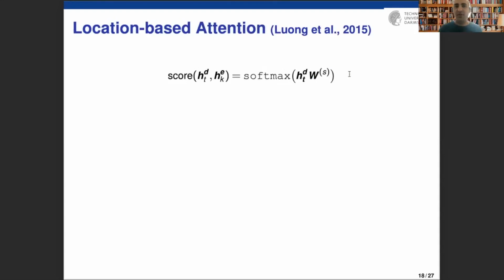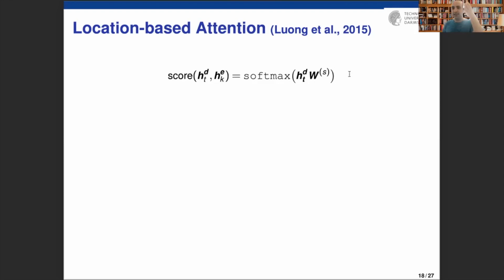The third type is location-based attention. In location-based attention, you compute the score using a softmax over just the hidden state that you want to decode. The idea is that you are using the context vector as the input to the hidden state in the decoding phase, right? So it's more or less about the position, or at which step we want to decode a number, or a word.